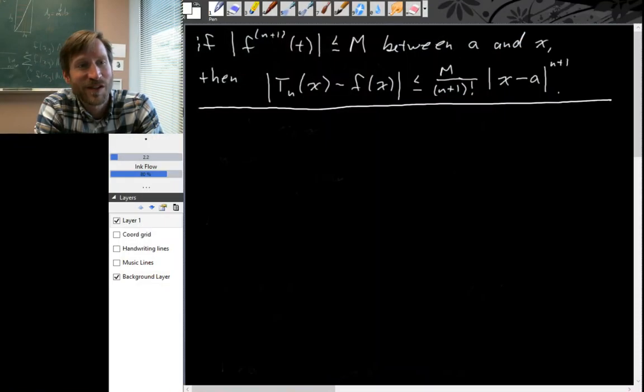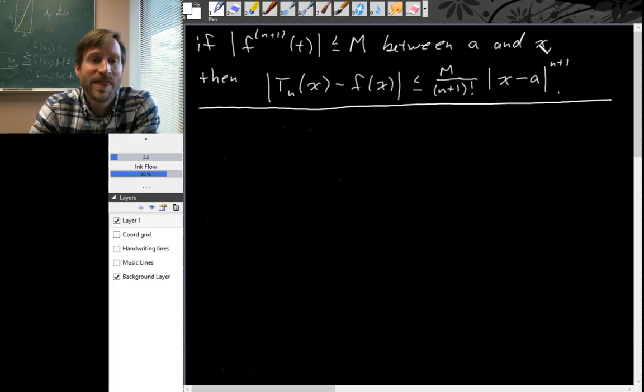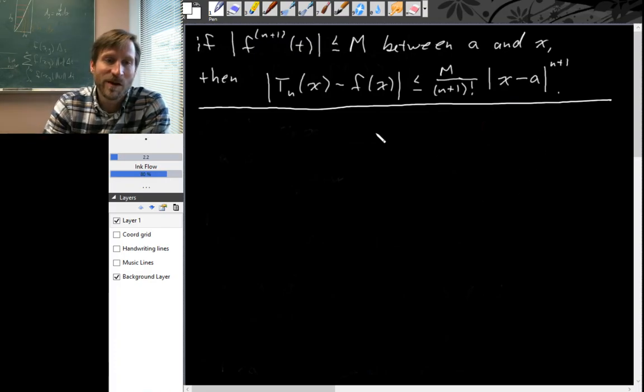All right, finally we have some idea of how far a Taylor polynomial can get from its original function. What we found in the last video was that if we have some control over the n plus first derivative, if the n plus first derivative never gets bigger than M on the interval from a to x, then the difference between the Taylor polynomial at x and the function at x is definitely no bigger than M over (n plus 1) factorial times the absolute value of x minus a to the n plus 1.